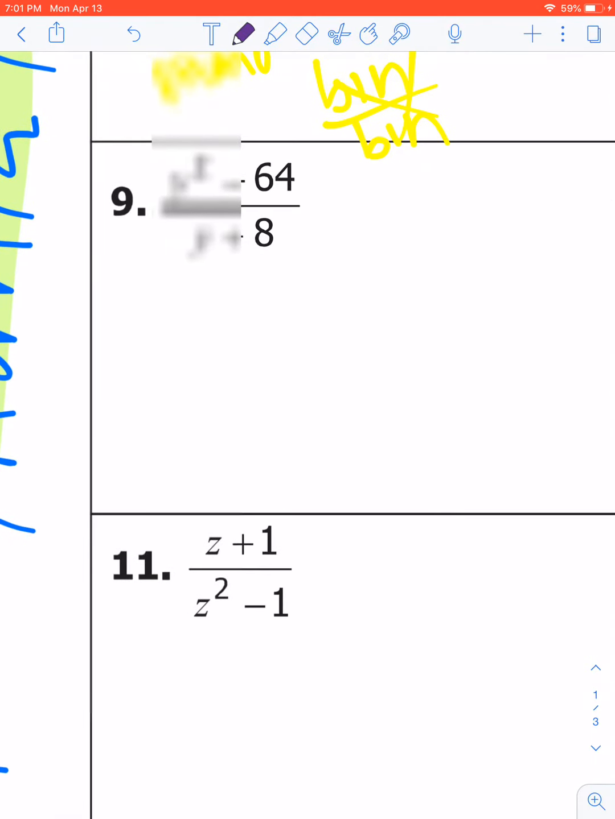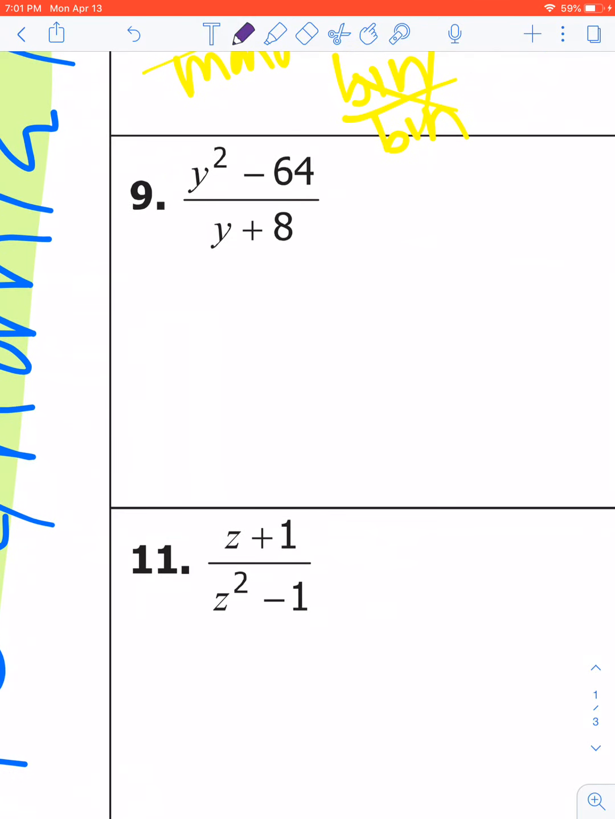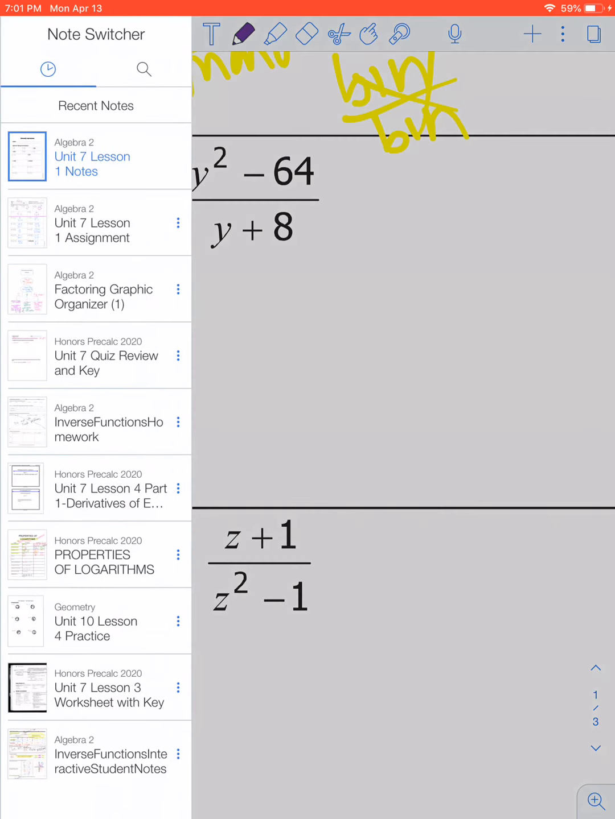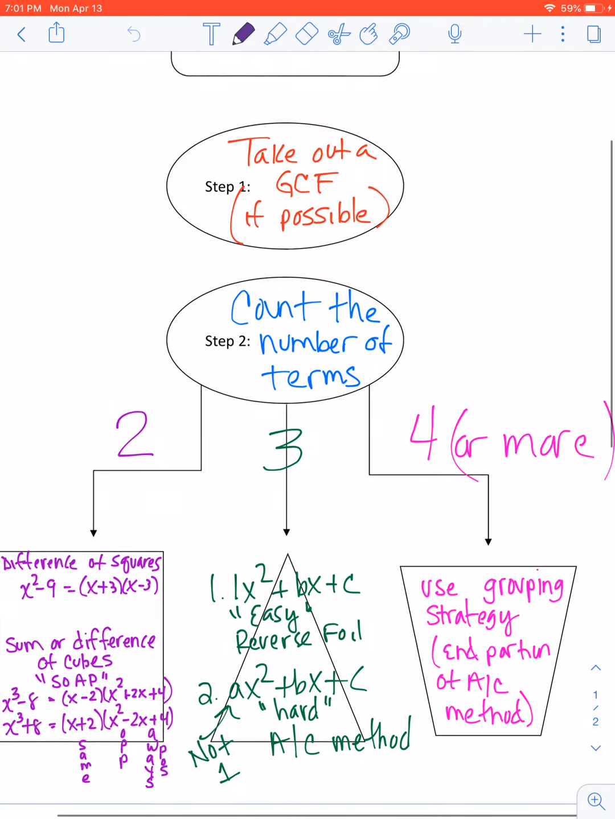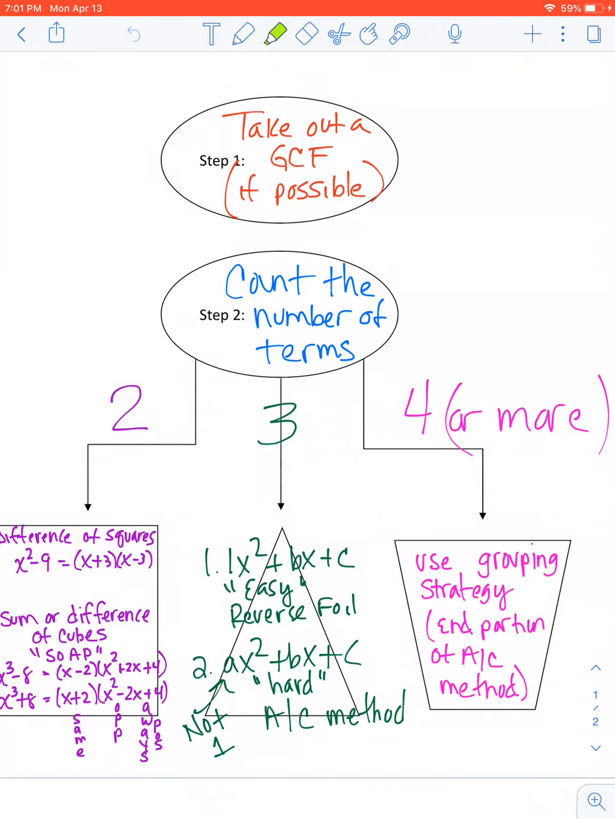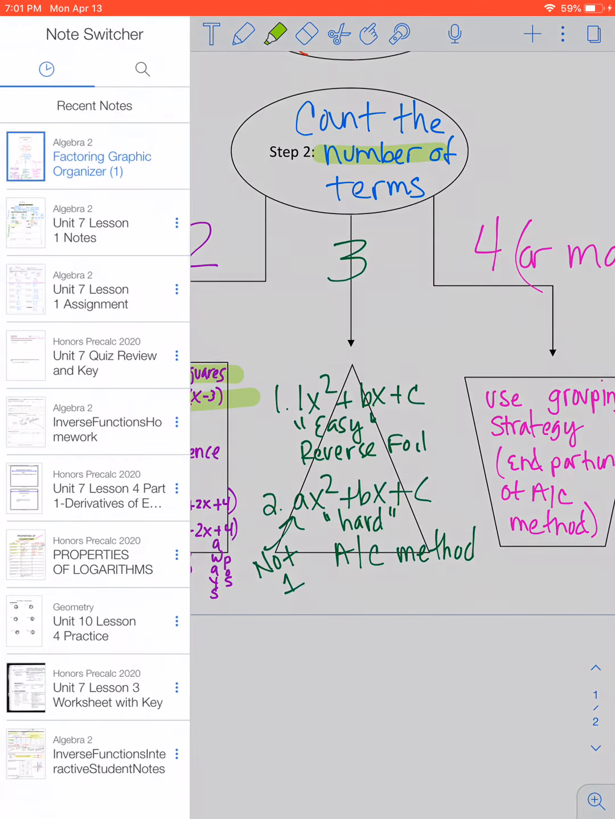Okay, let's do problem 9. And if you're wondering, Mrs. Knopp, how do I factor again? Well, remember that you have your graphic organizer. It should be on yellow cardstock. So this is where I'm coming from. For step 1, we take out a GCF. Then we count the number of terms. And if you look at the numerator in the last problem, it follows a difference of squares pattern.